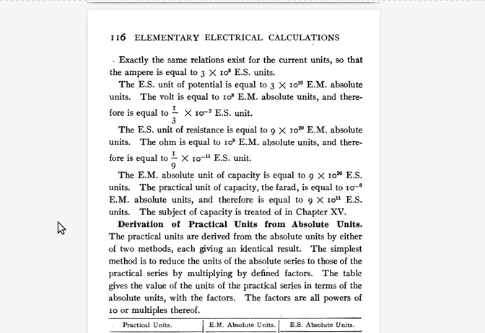The EM absolute unit of capacity is equal to 9 times 10 to the 20th ES units. The practical unit of capacity, the farad, is equal to 10 to the negative 6th EM absolute units, and therefore is equal to 9 times 10 to the 11th ES units. The subject of capacity is treated of in Chapter 15.